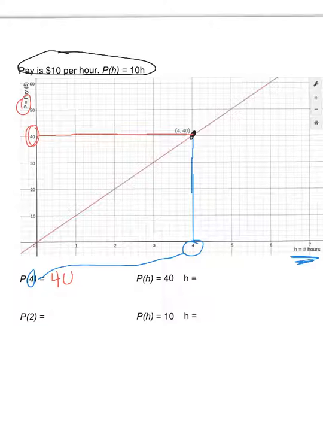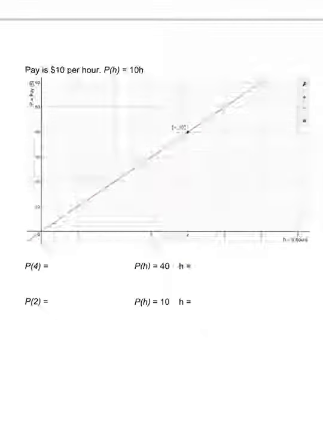We do the same thing for this next problem. They give us the 2. We're going to go up to our line and find the point, and then we're going to go over and find the y, or the p in this problem. So in this case, they give you the x, and then you have to go find the y. In this case, though, they give you the h, and then you have to go find the p.